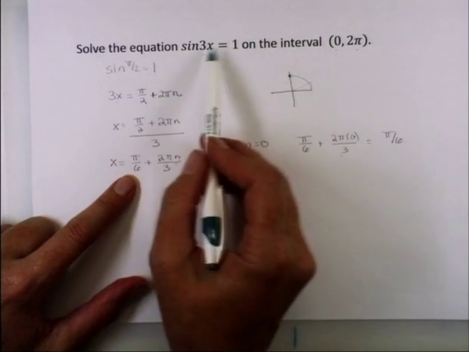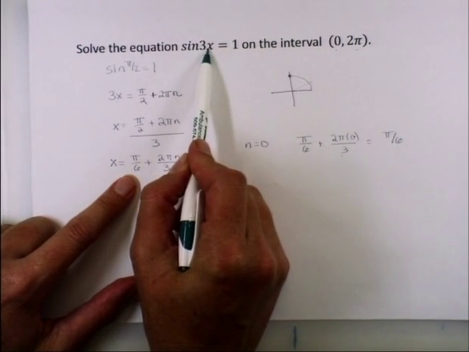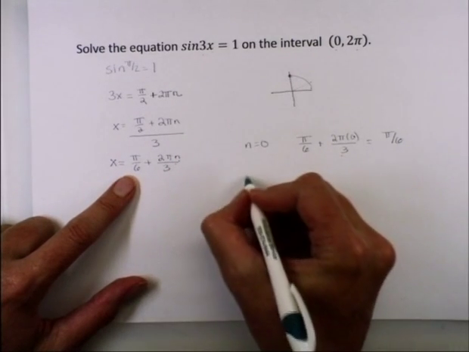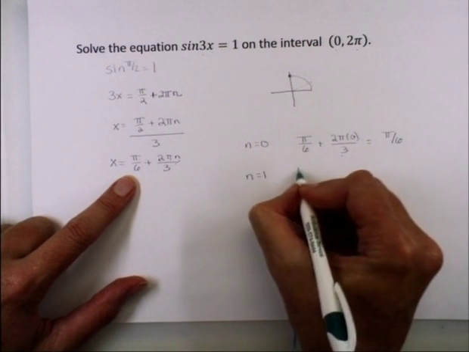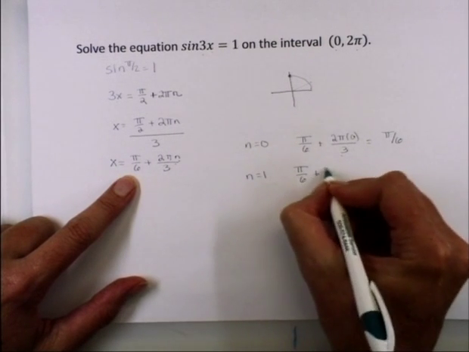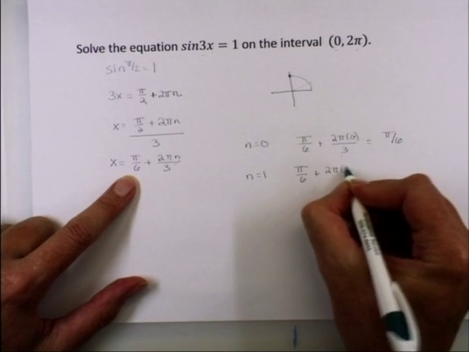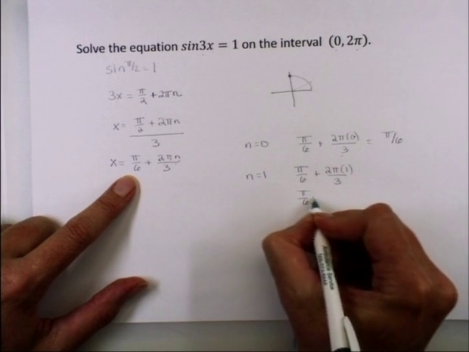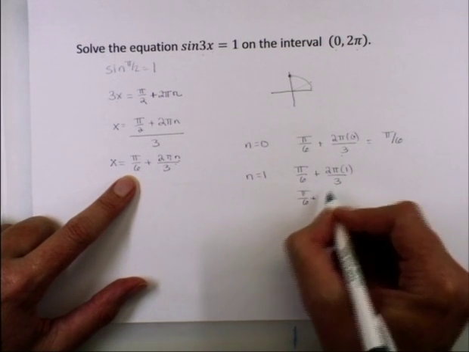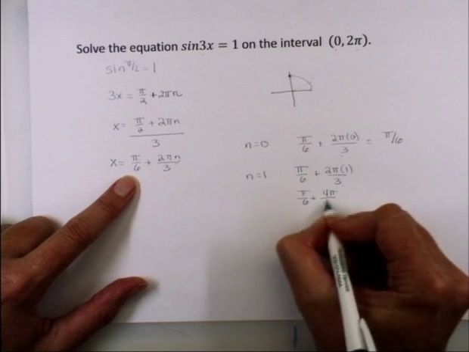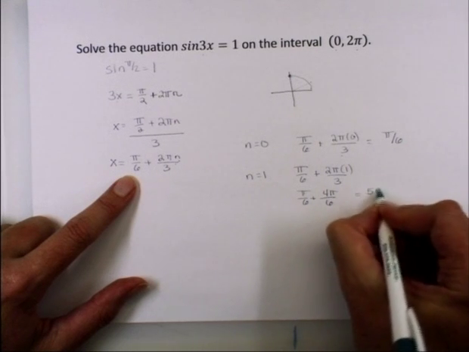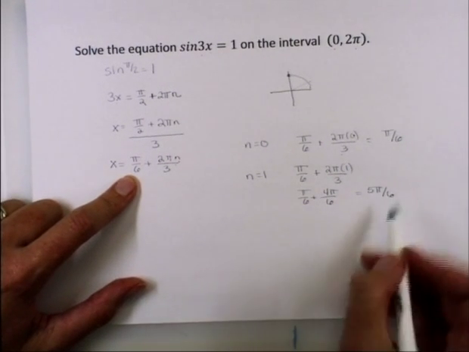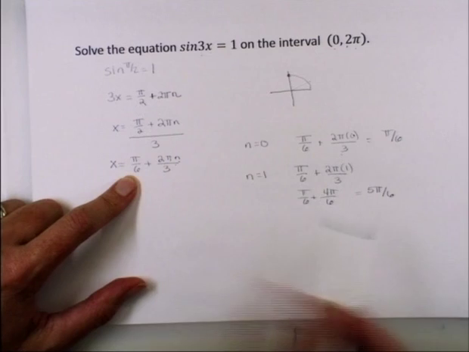And if you think about that, what's pi over 6 times 3? It gives me pi over 2, which I know has a sine value of 90. Now what happens if n is equal to 1? I have pi over 6 plus 2 pi times 1 over 3. So I have pi over 6 plus, I'm going to change this to 4 pi over 6 so I can add it up. 4 pi over 6, and I get 5 pi over 6. Okay? 5 pi over 6 is still in the same interval.